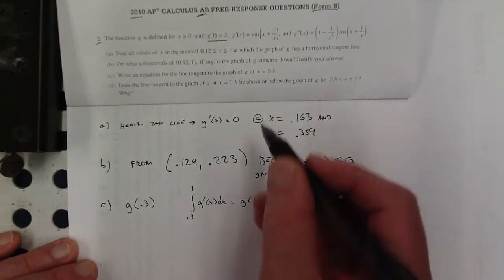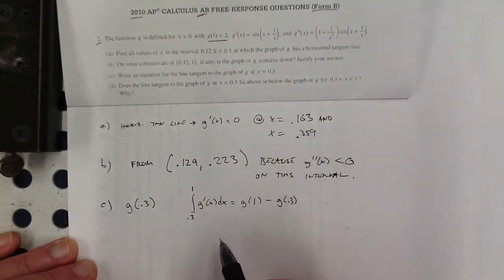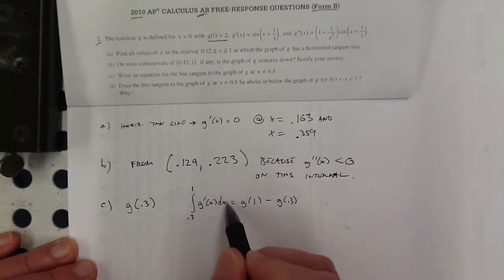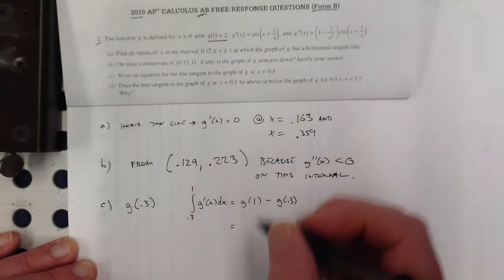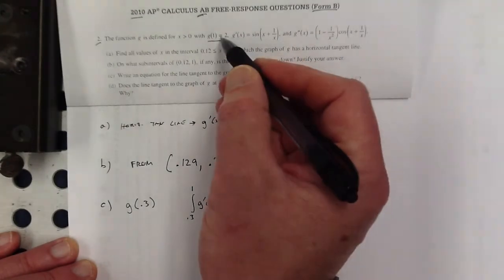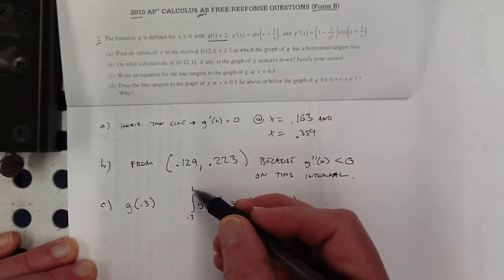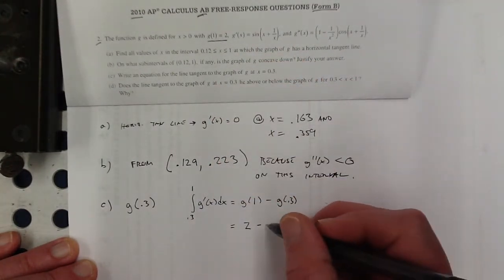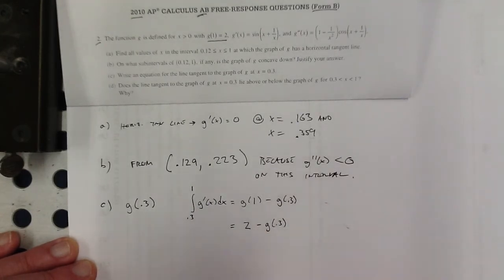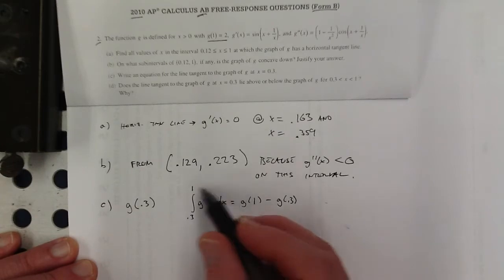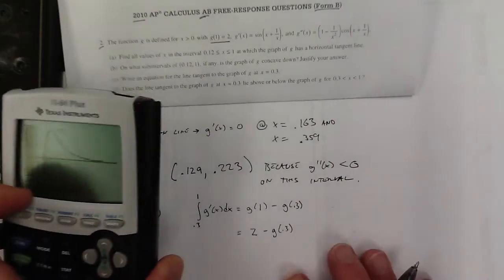Right? Now since I have the g prime function and this is calculator active, I can do this with my calculator. g of 1 is 2, because they told me that. That's why I picked 1 as this other value. And then g of 0.3 is what I'm looking for, because that's the y coordinate I need for my tangent line. So that I'm going to get with my calculator.